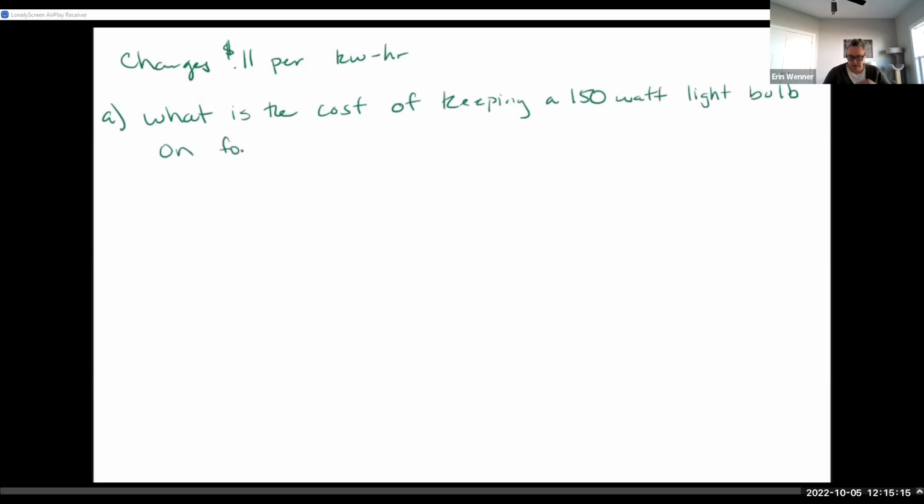So the first thing we need to recognize is that we're finding the cost, right? Which means we're going to have to use this charge that they're providing from the very beginning. You know what I mean? And the other piece we need to recognize is that the charging rate is in kilowatt hours, but our bulb is just in regular watts.